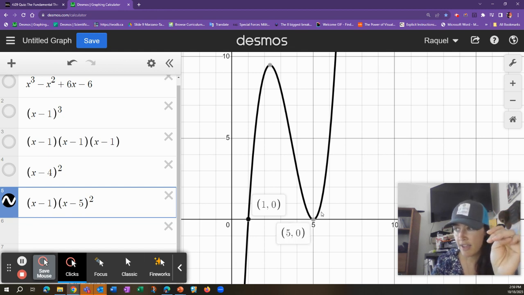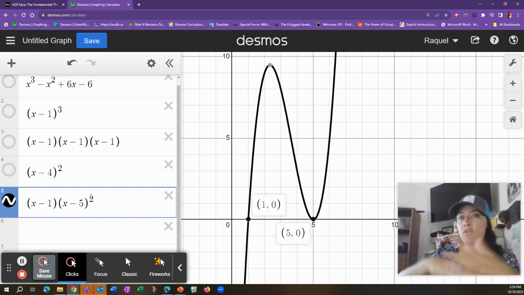It comes down and touches and comes back up at x equals 5, so we know it's a real root at x equals 5 with a multiplicity of 2. So hopefully that's starting to help you visually use the graph to help you determine the types of roots using all of your theorems. And then now with the fundamental theorem of algebra, thinking about it like that.